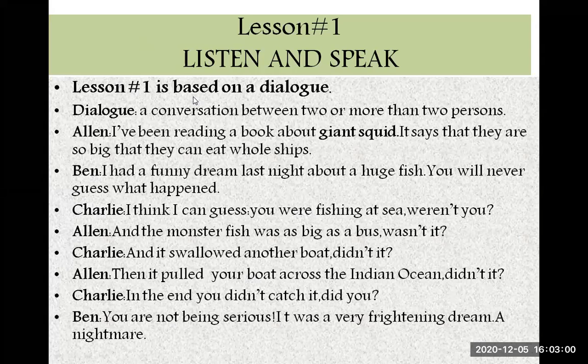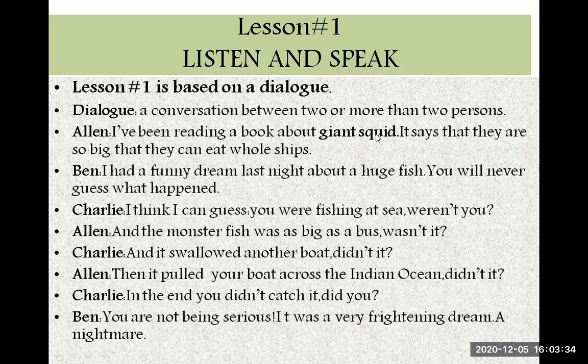Lesson number 1 is based on a dialogue, and as we have learned in previous lectures, a dialogue is a conversation between two or more persons. Here Ellen is the first who starts the conversation. What she says: I have been reading a book about giant squid. It says that they are so big that they can eat whole ships. What is a squid?